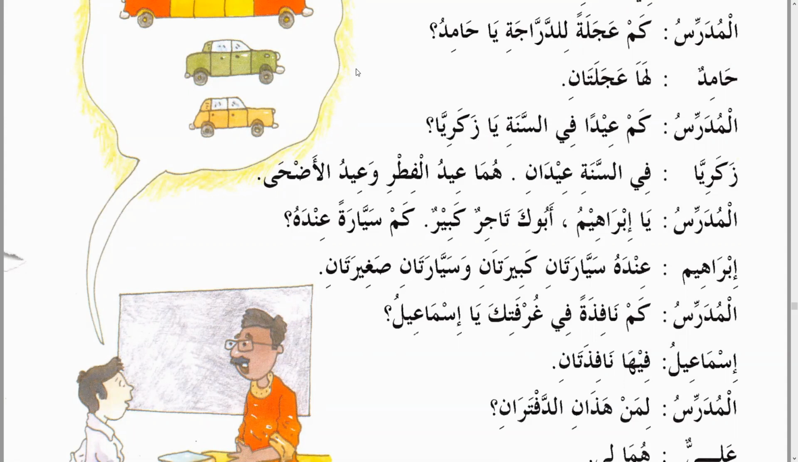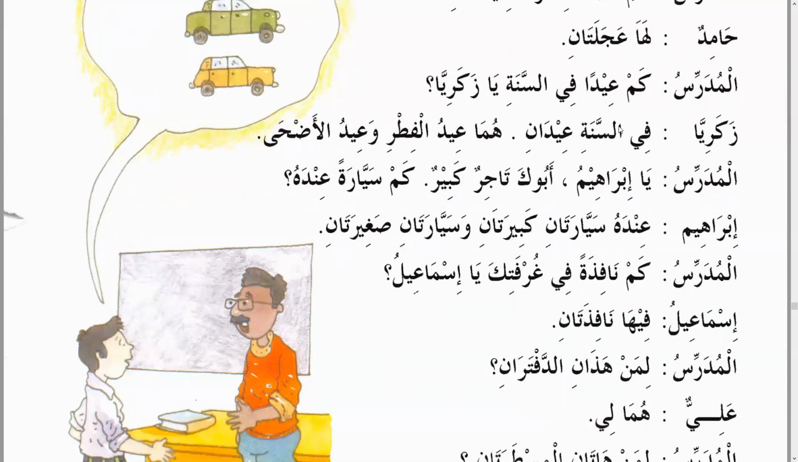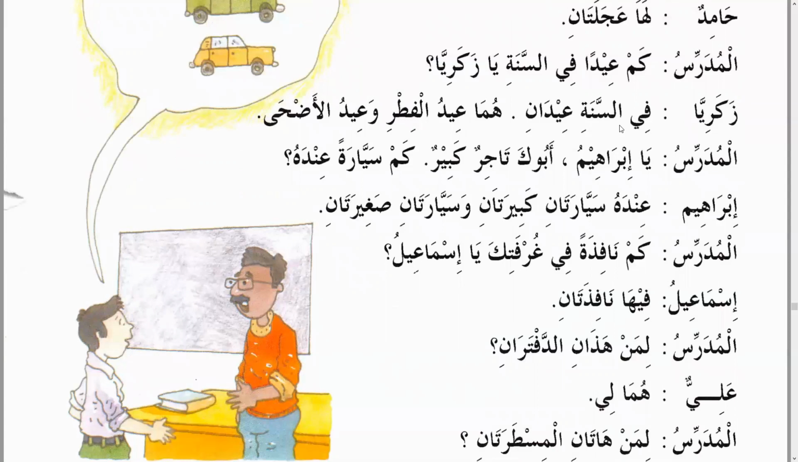Sana is year, and another word for year is Am. Am is also used for year, and Sana is also used for year. كم عيدا في السنة, and في السنة is jar and majroor. Ya Zakaria, how many Eids in a year? في السنة عيدان. In the year there are two Eids. Again we can say عيدان اثنان also, but it's okay, fine.